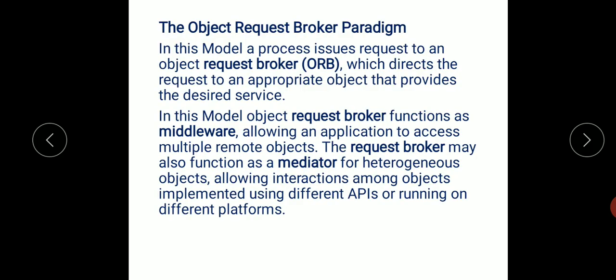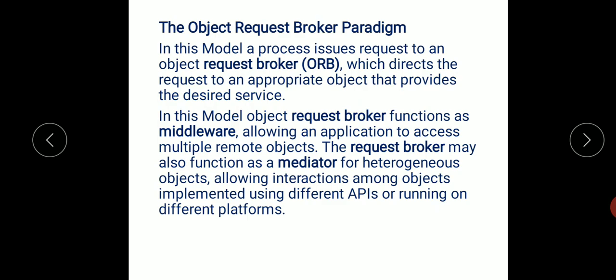See here, next one is the object request broker paradigm. In this model, a process issues a request to an object request broker, or ORB, which directs the request to an appropriate object that provides the desired service. The ORB directs the request to an appropriate object, and this object provides the desired service.